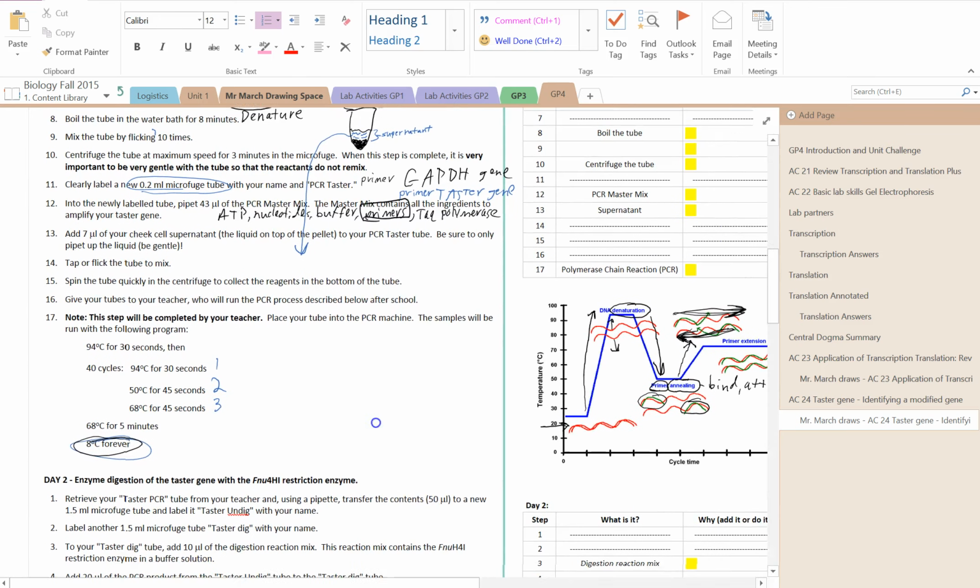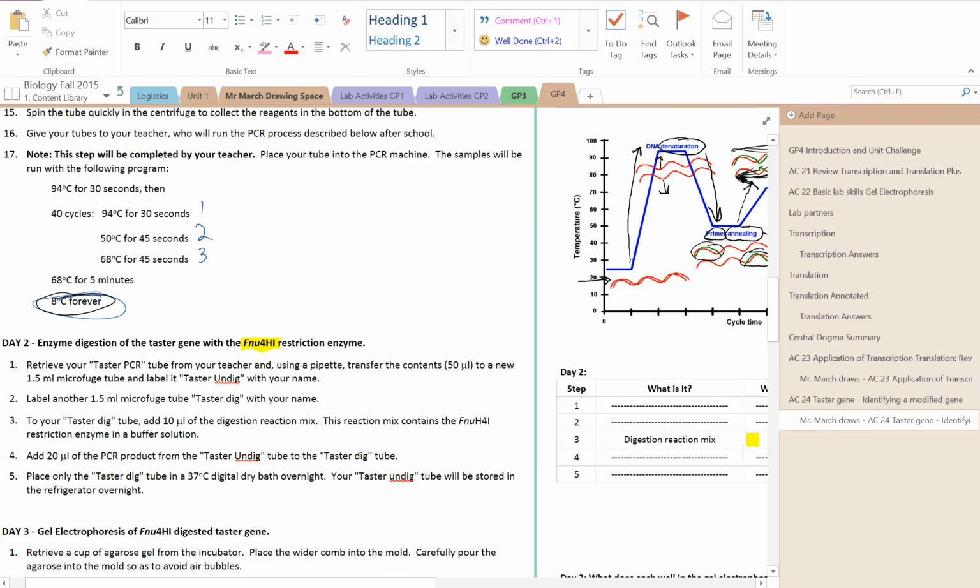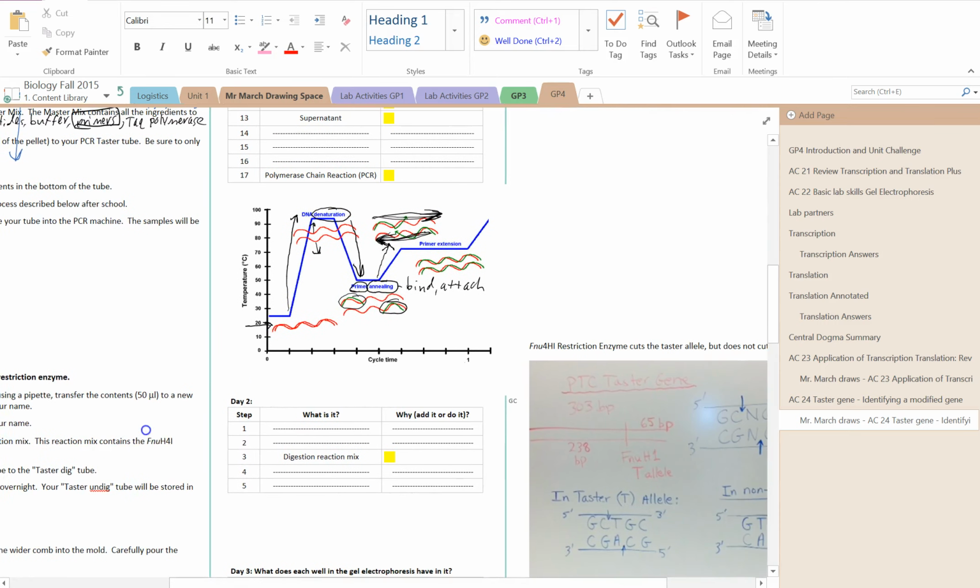So hopefully in our tubes now, what we have is millions and millions of copies of specifically the taster gene that we're looking for. And so what we're going to do today is a digest using the restriction enzyme right here, the FNU4H1. What that's going to do is break apart our DNA in a very, very specific way. And then we can run the DNA on a gel and it will separate it by size, and we'll be able to tell what genes we have based on what size bands show up.